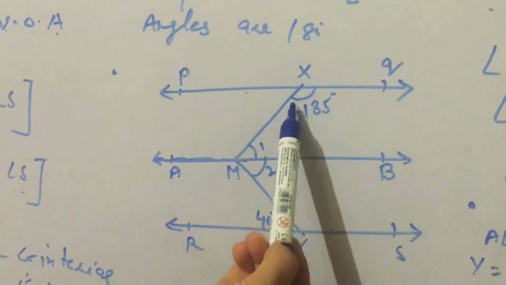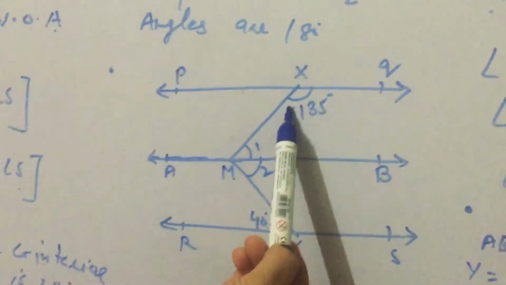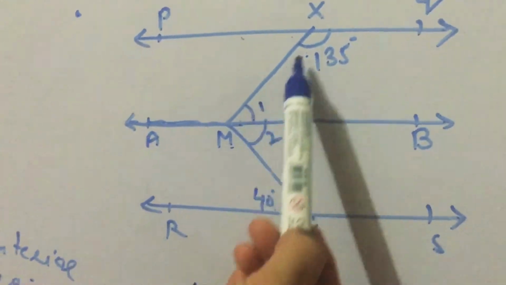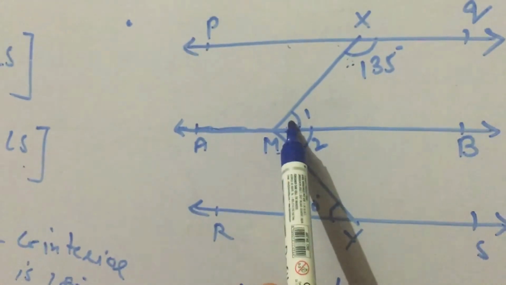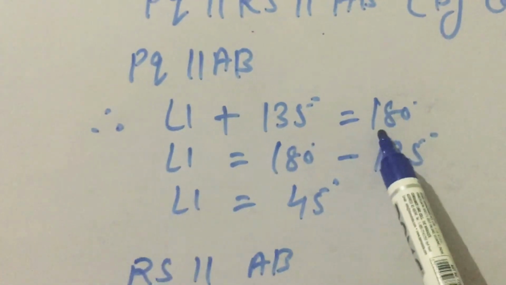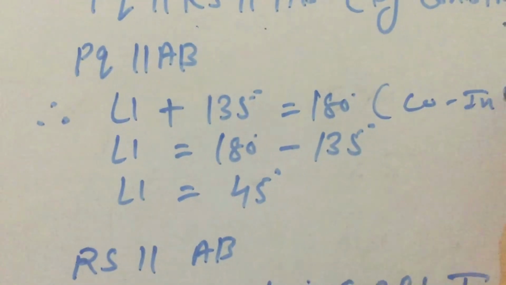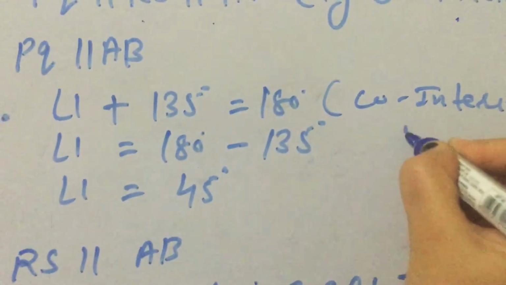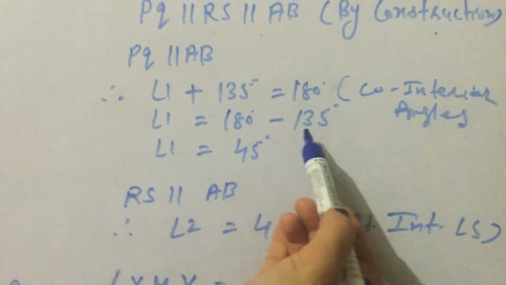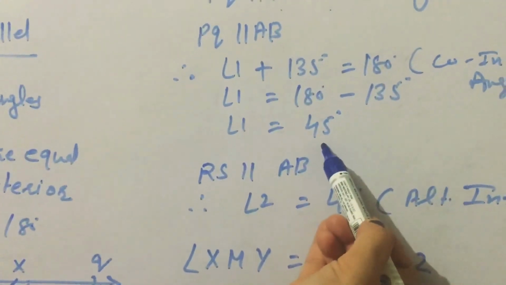Now these two lines are parallel, PQ parallel AB. So angle 1 plus 135 equals 180 degrees. And what is the reason? Sum of co-interior angles is equal to 180 degrees. So angle 1 equals 180 minus 135 degrees. Angle 1 equals 45 degrees.